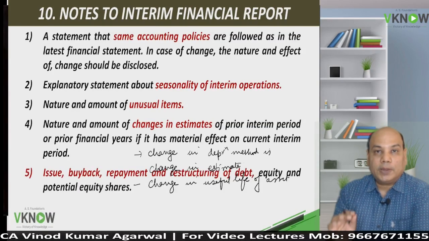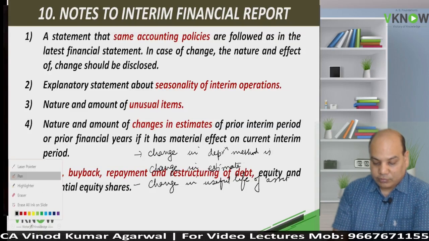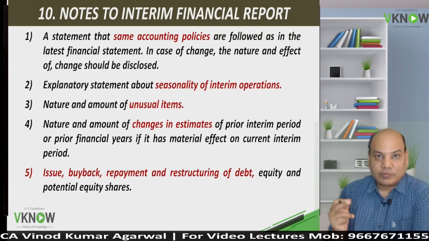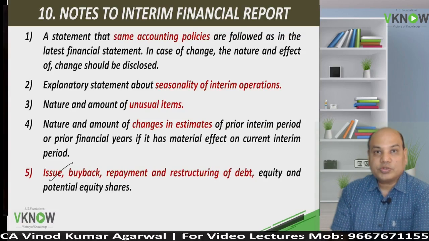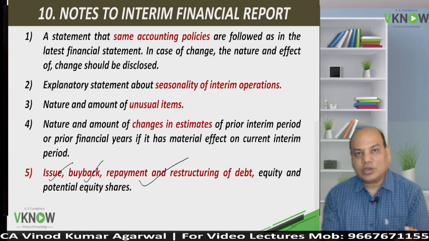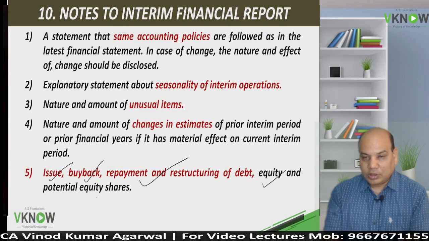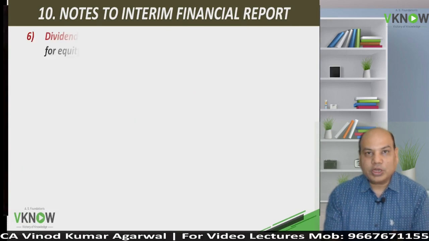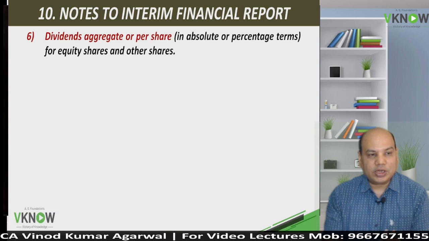Then you have to disclose some important events in the company's life which will have a bearing on the risk and reward of the investor, which can affect the shareholding pattern of the company, which can dilute the EPS of the company. For example, issue of share can dilute the EPS. Buyback of share can increase the EPS. Repayment and restructuring of debt will affect the debt equity ratio and financial risk of the company. Then issue of potential equity share like ESOPs again can affect the future EPS of the company. So these important events which have taken place in interim period need to be disclosed.